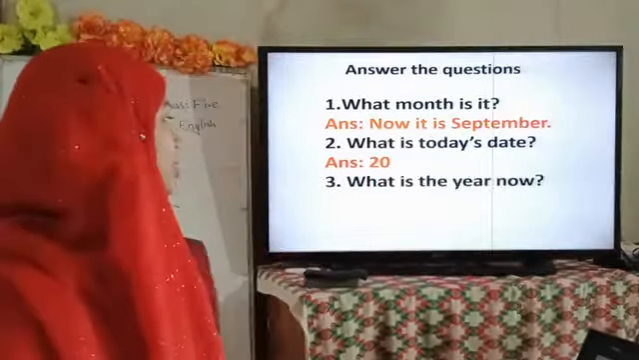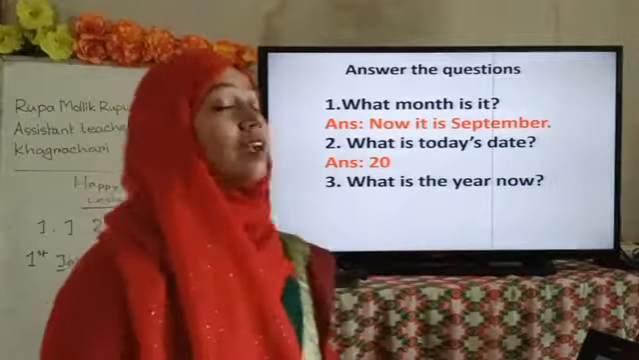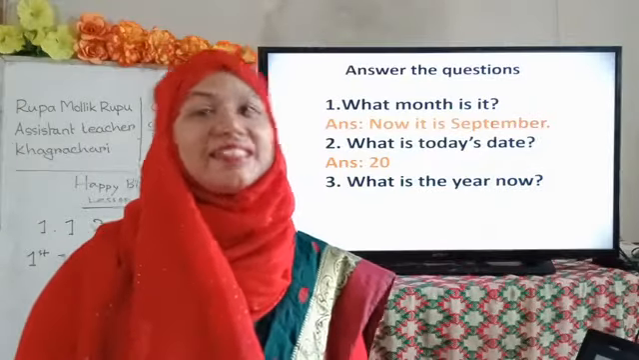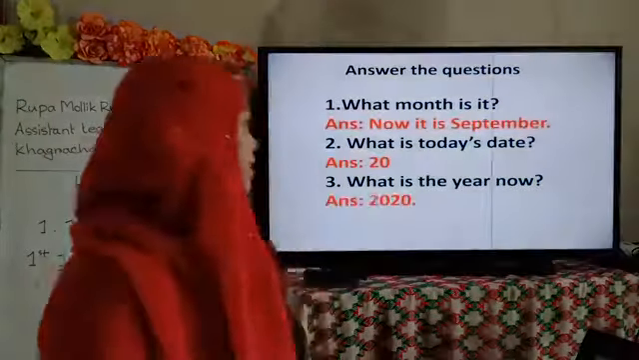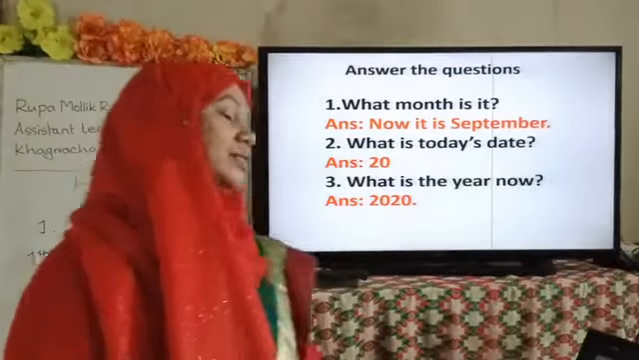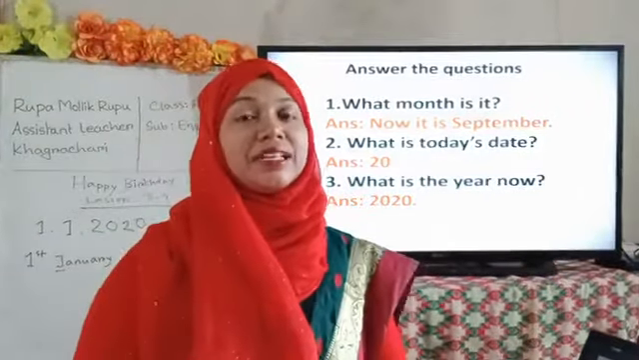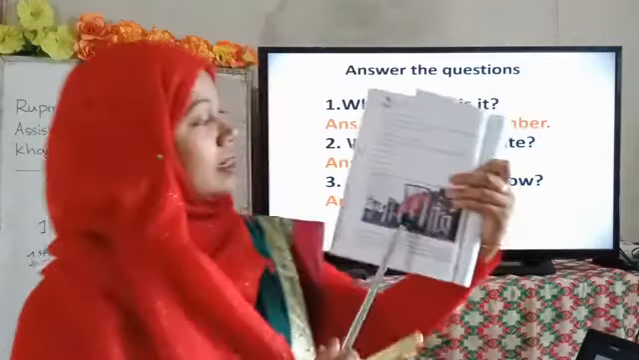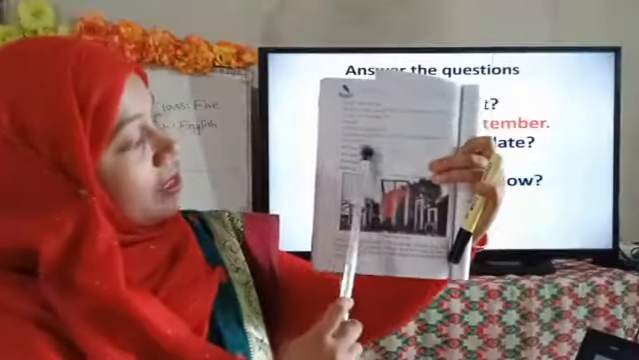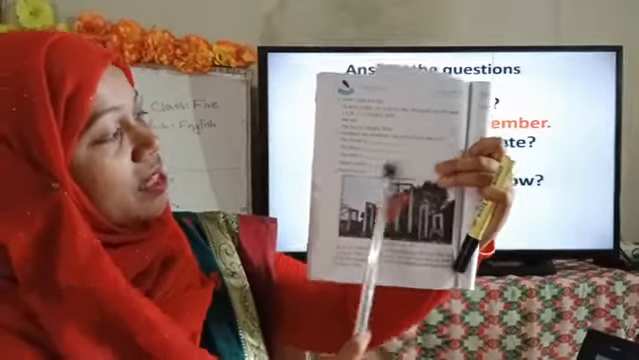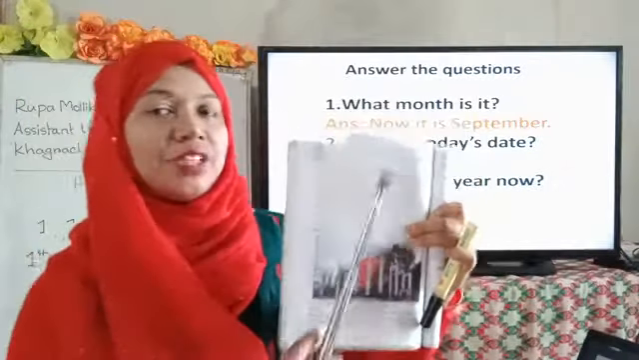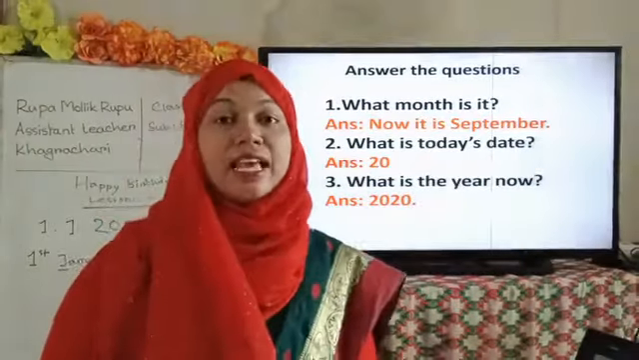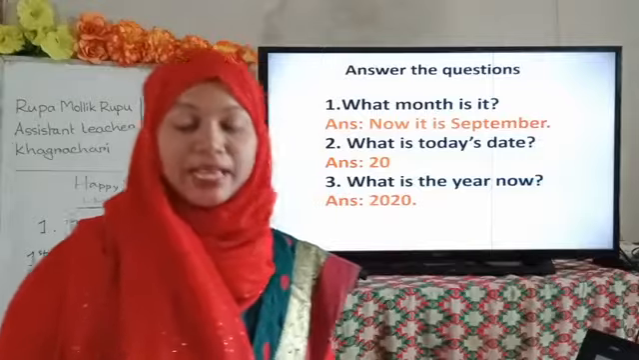Then last question, what is the year now? Can you tell me? I know you all can tell me. 2020. My dear students, now look at your book in activity F. Here is activity F. Complete the sentences and write today's date. At first we have discussed today's date with some questions and answers. Now we have to discuss activity F.